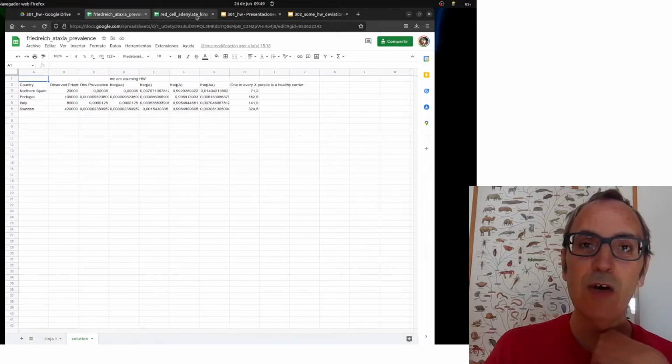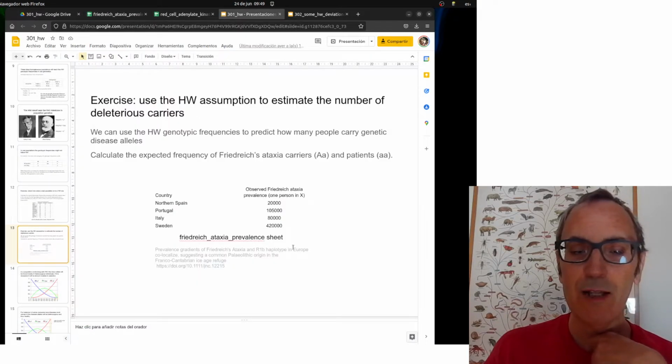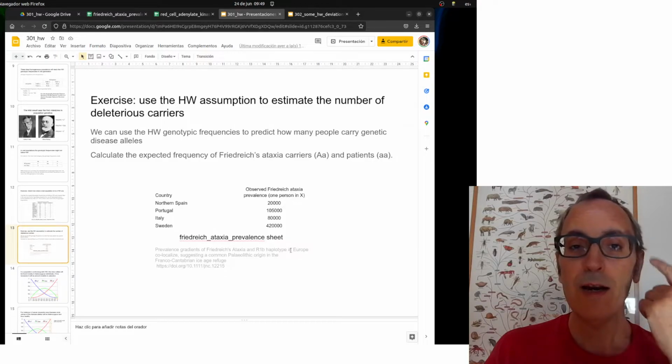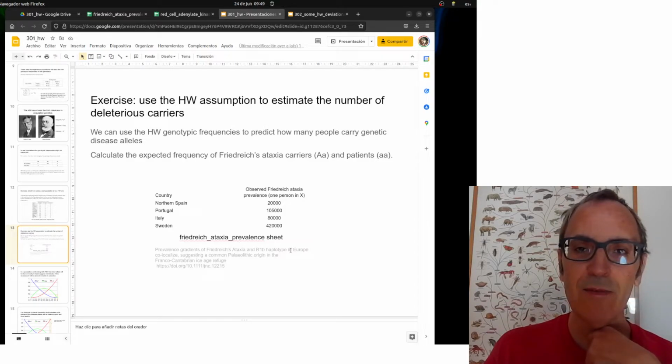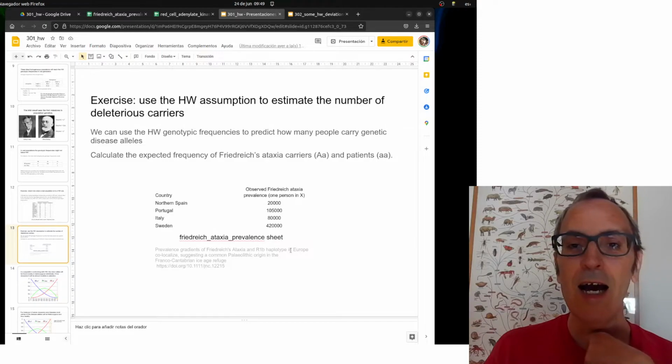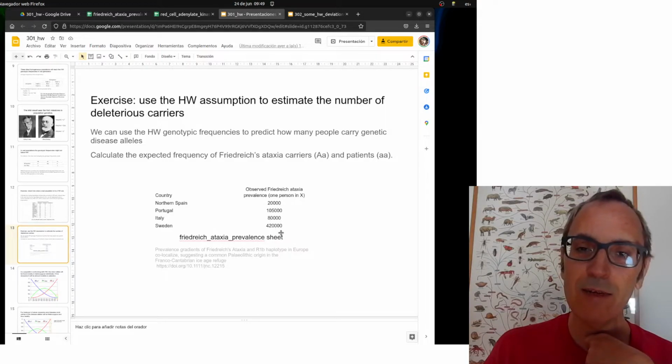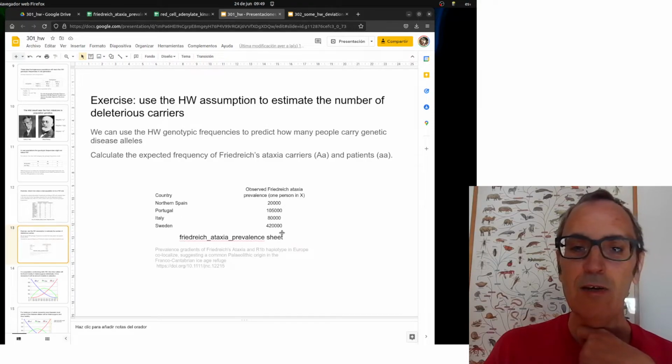In this case, we are not checking that we have the Hardy-Weinberg frequencies, but we are assuming that the population is more or less following these Hardy-Weinberg frequencies, and we can use that assumption to estimate, for instance, how many heterozygous people there are in the population.